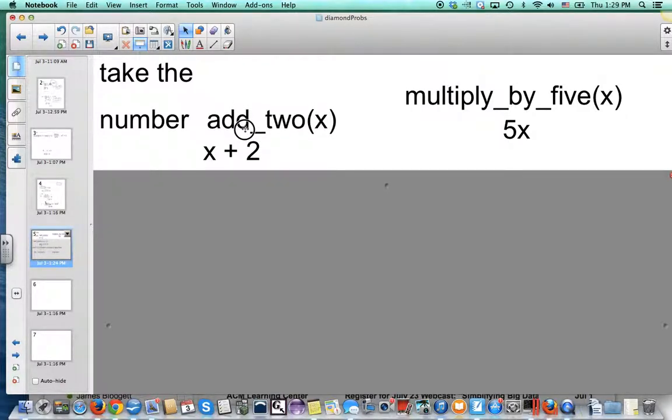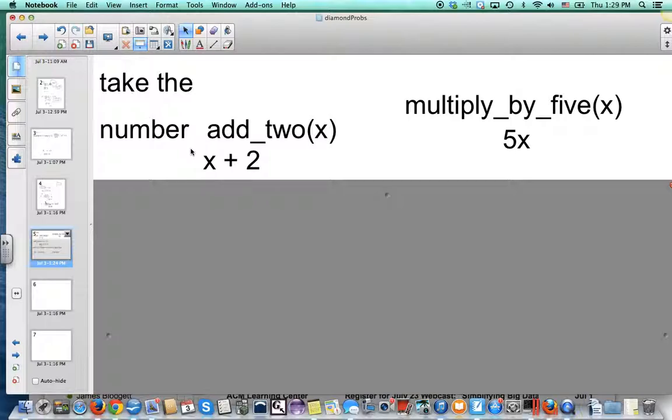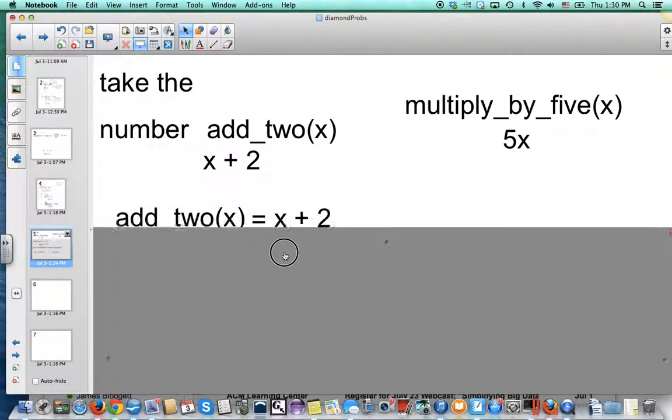And so you kind of got used to thinking that way. Okay, I'm going to take whatever number my teacher gives me, I'm going to add 2 to it. She gives me a 7, I'm going to add 2 to it. I got 9. Then you moved into, in middle school, looking at it like this. Instead of writing all those words, take the number and add 2, you looked at it like x plus 2.